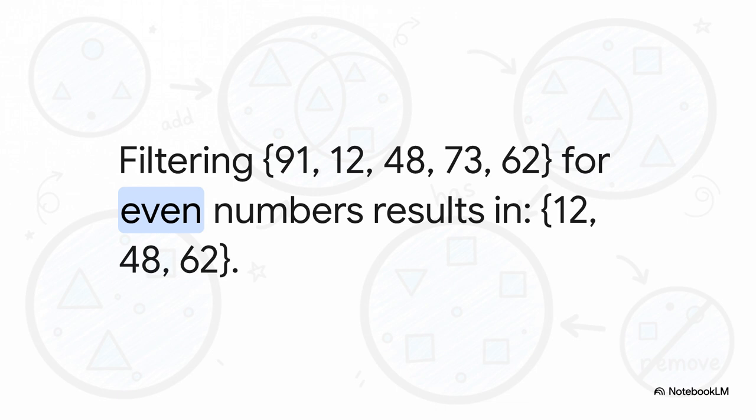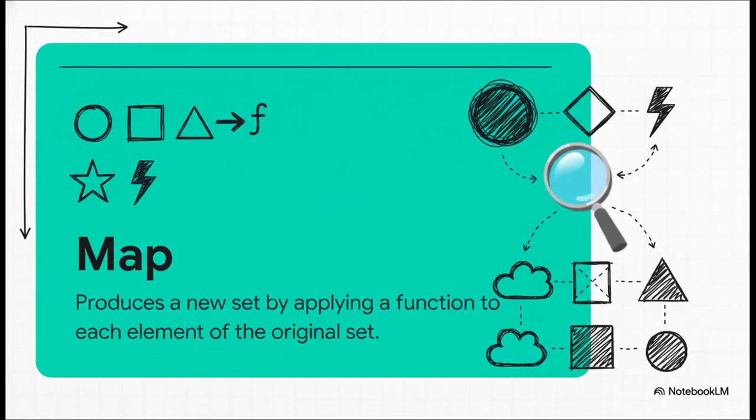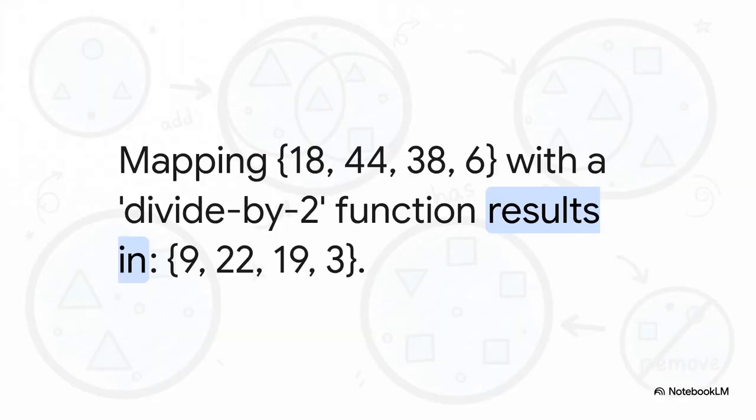and 62. Now, mapping is a little different. Instead of picking and choosing elements to keep, a map transforms every single element in the set by applying some kind of function to it. It creates a whole new set from the results. For example, if we have this set of numbers and our mapping function is divide everything by 2, we just go through and do it. 18 becomes 9, 44 becomes 22, 38 becomes 19, and 6 becomes 3. And boom, you end up with a completely new set of transformed values.